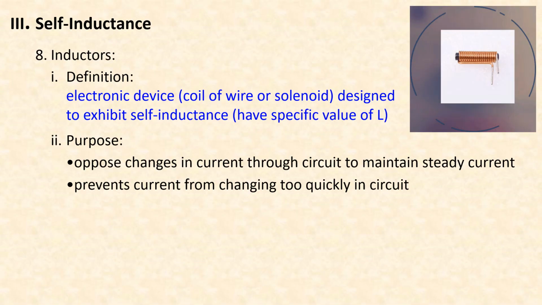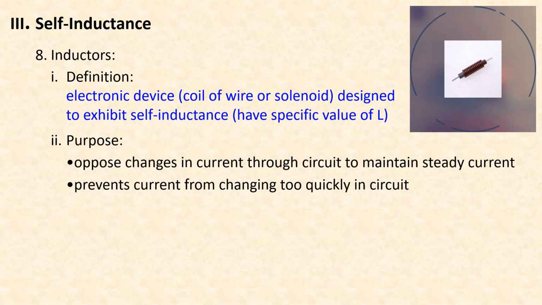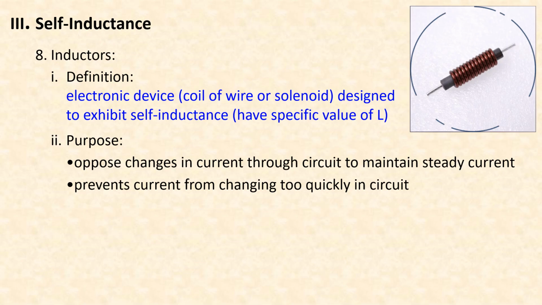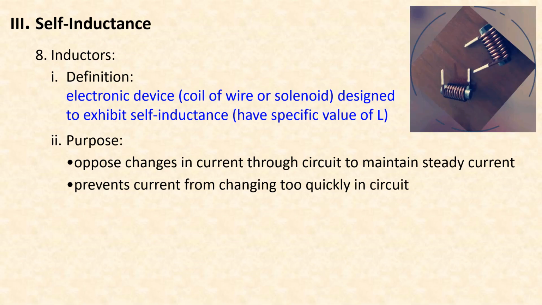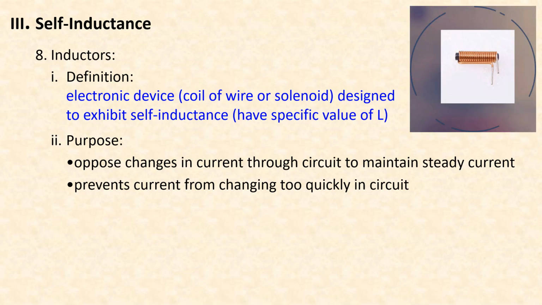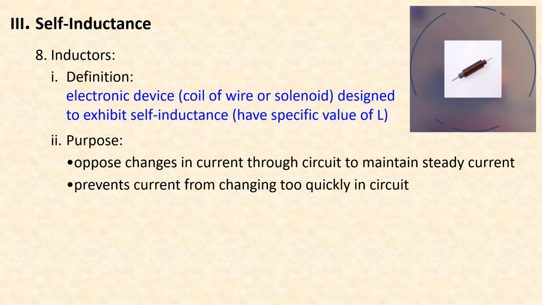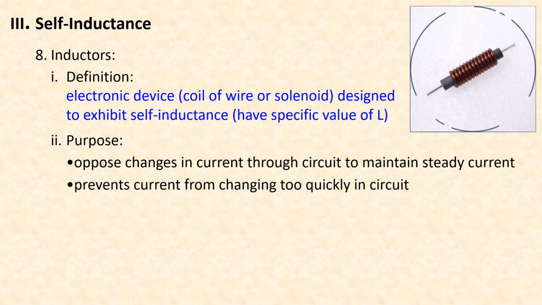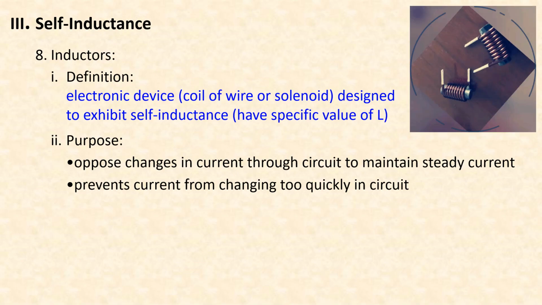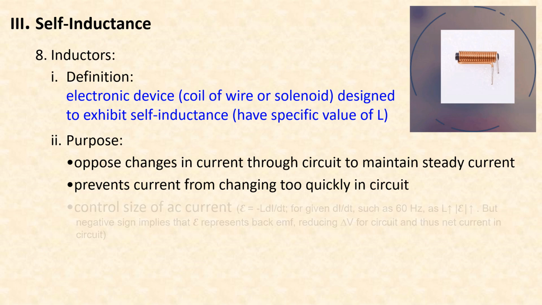We also may want to use an inductor in a circuit to prevent the current from changing too quickly. Given that the circuit current is going to change, by putting in an inductor with a specific value of self-inductance, we can prevent the current from changing too quickly.